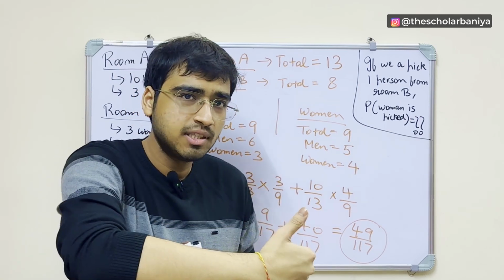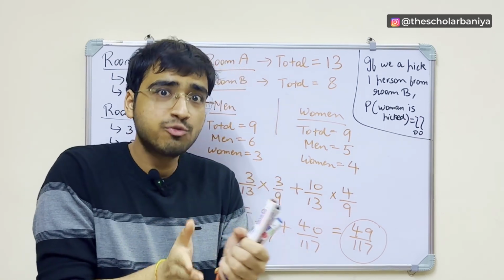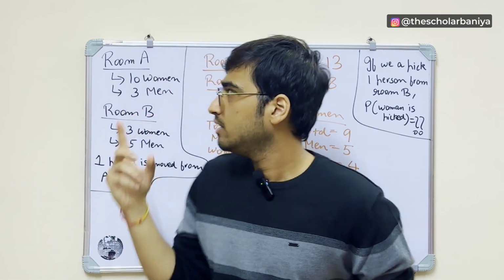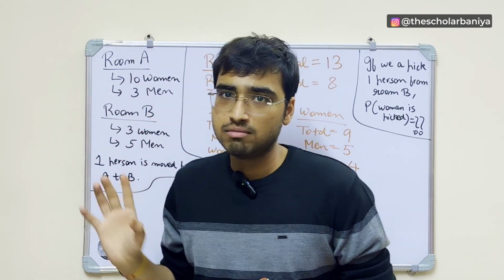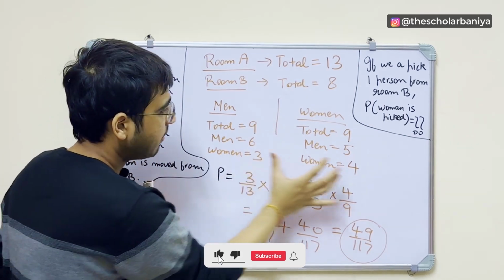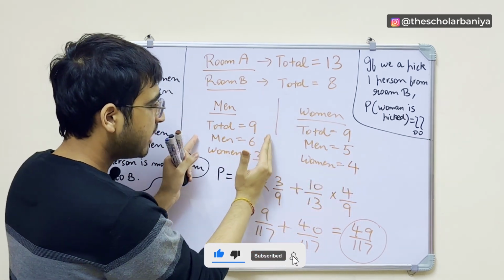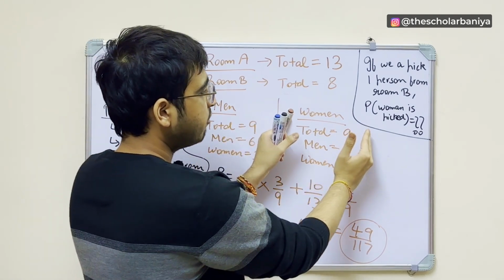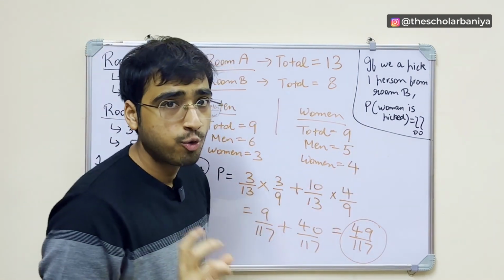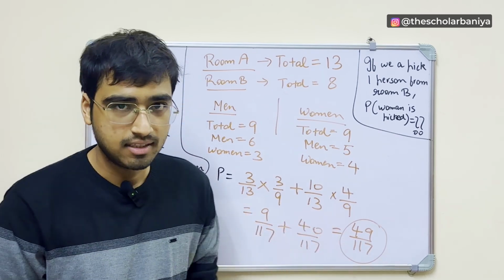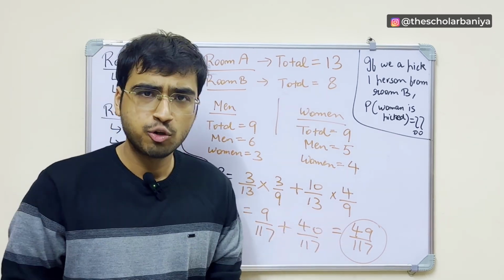So there are two steps in this. Firstly, you pick a person from room A. Because you have picked a person from room A, you can either pick a man or a woman, so you have two cases. One case is this and one case is this. After you have picked a man, this is the scenario for room B. After you've picked a woman, this is the scenario for room B. And hence you calculate the probability like this. So I hope this should be pretty clear.